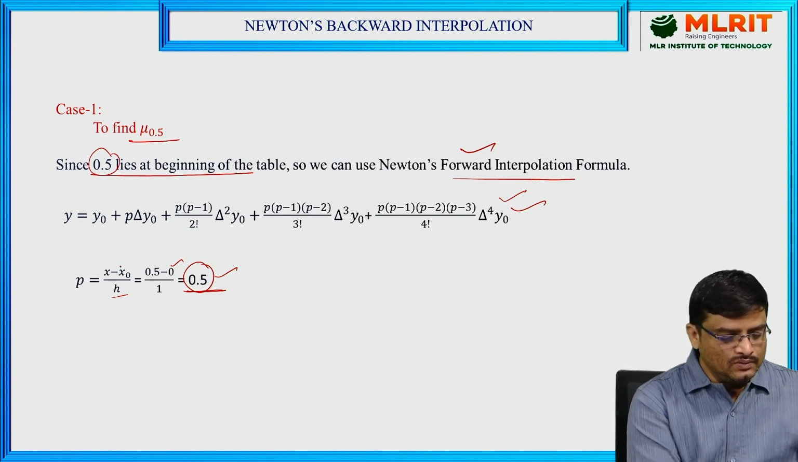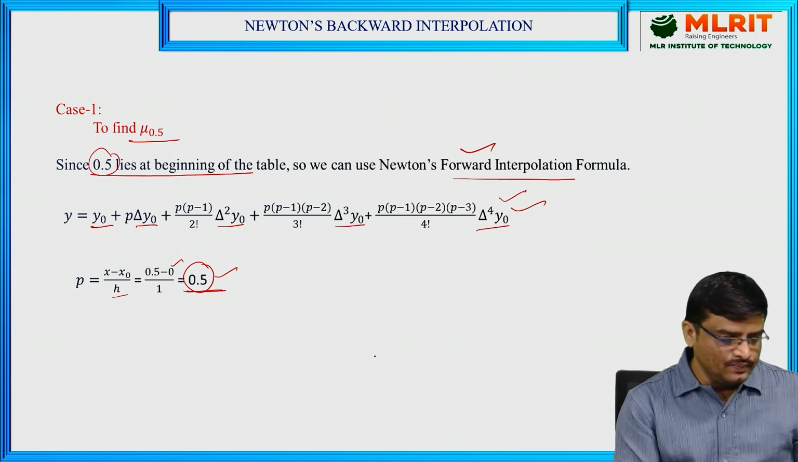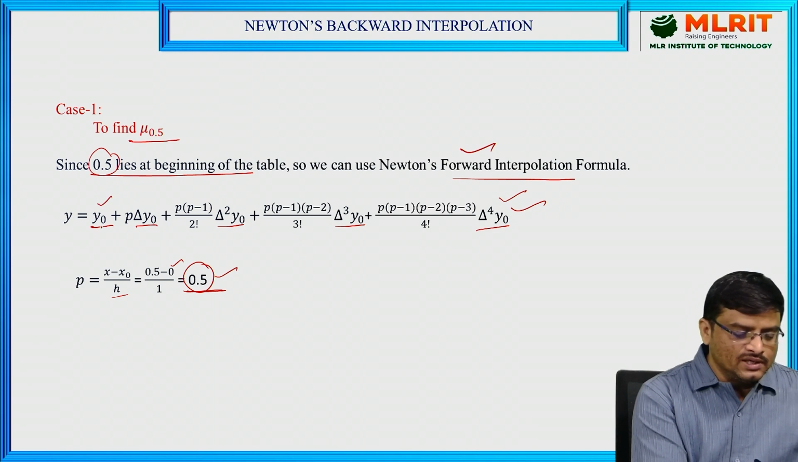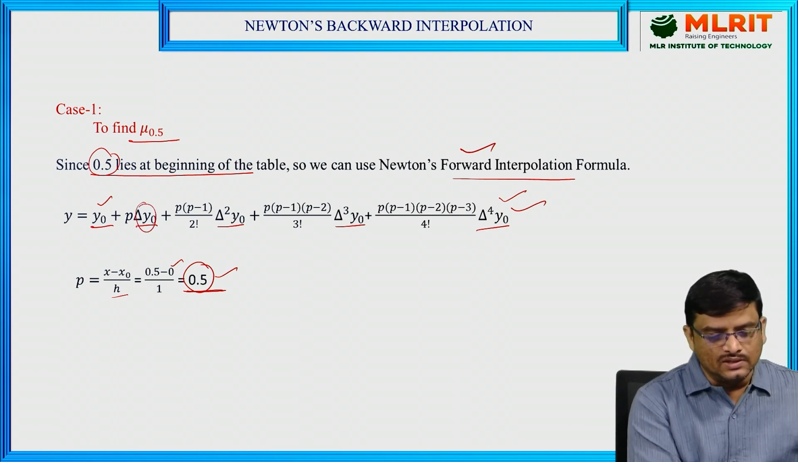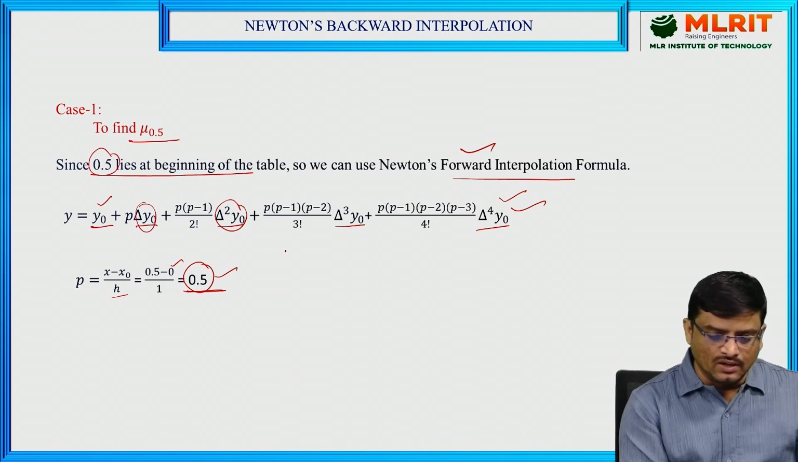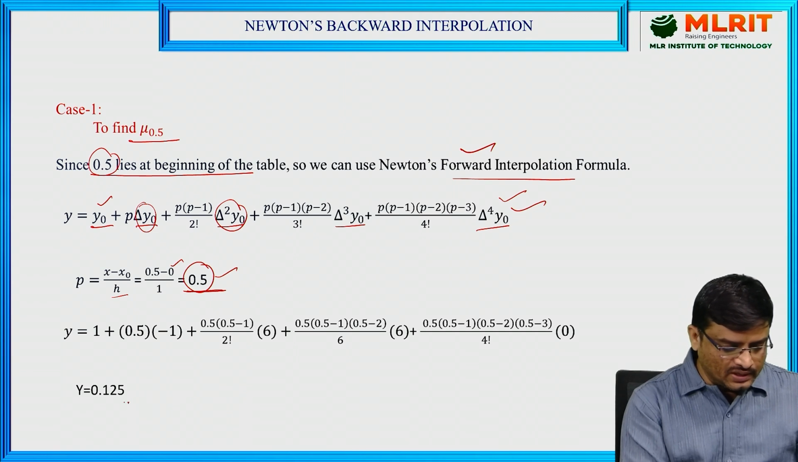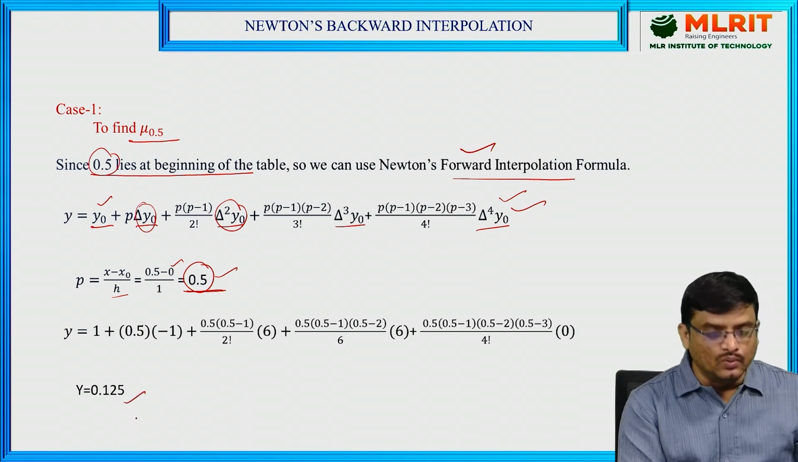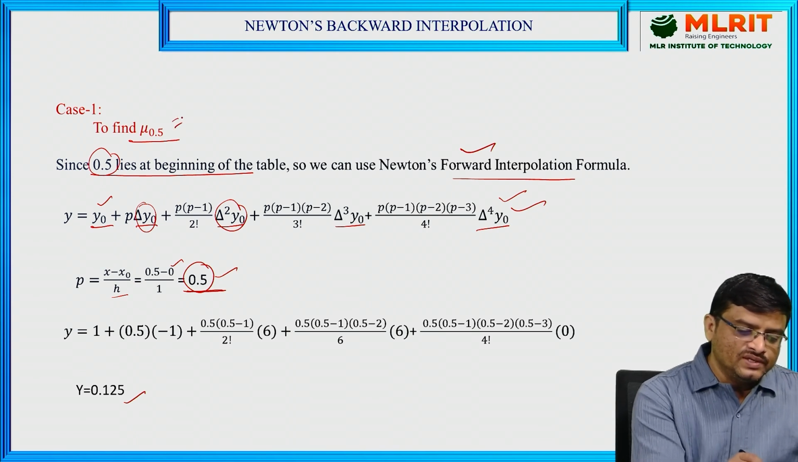Now from the table, you take y naught, delta y naught, delta square y naught, delta cube y naught, delta power 4 y naught. That is, y naught is nothing but the y column's first value. Delta y naught is the first forward difference column's first value. Delta square y naught, the second forward difference column, take the first value here. Like this, you take all the values and substitute them in the standard formula. You will get our required value: y is equal to 0.125. So this is the value of mu suffix 0.5, that is 0.125.